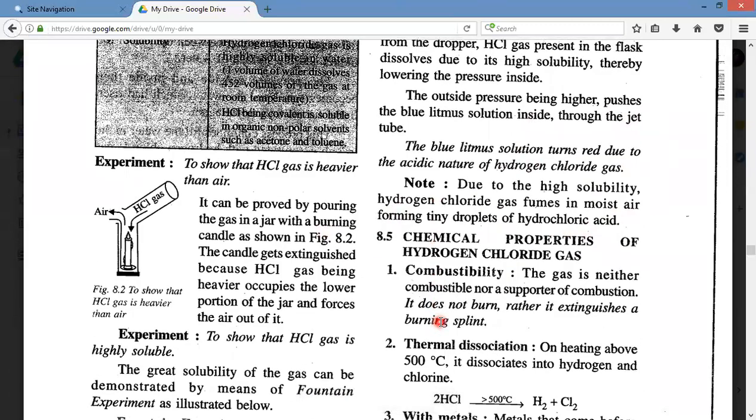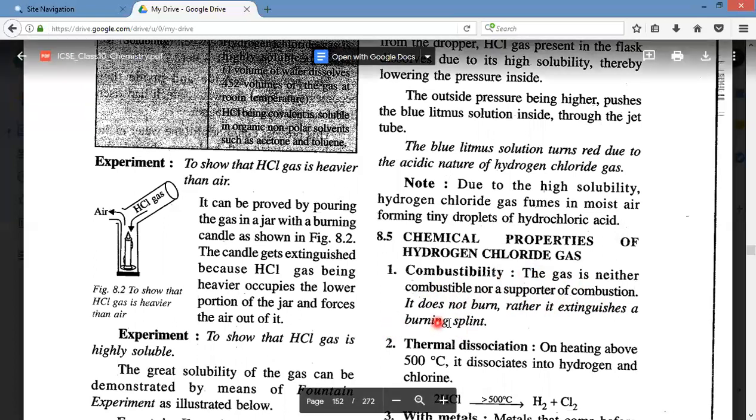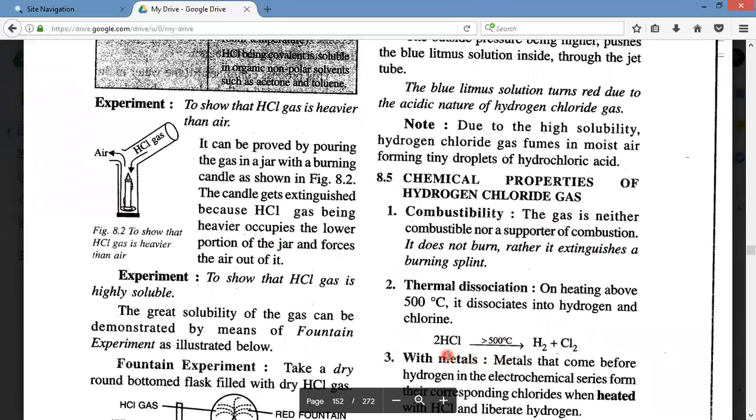Coming to the chemical properties of hydrogen chloride gas. First of all, combustibility. As we have done, the gas is neither combustible nor a supporter of combustion. It doesn't burn, rather it extinguishes a burning splint. We have done this experiment above also. Thermal dissociation: if the temperature is above 500 degrees Celsius, it will dissociate into hydrogen gas and chlorine gas.